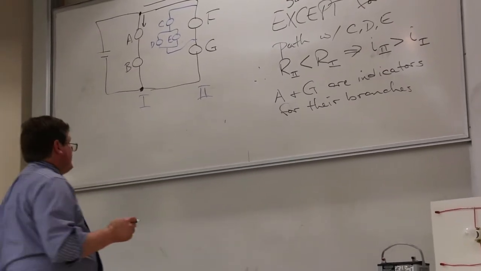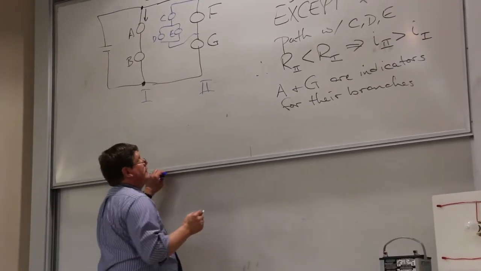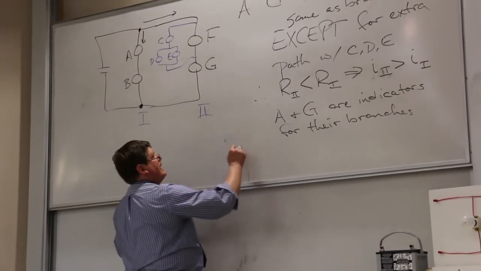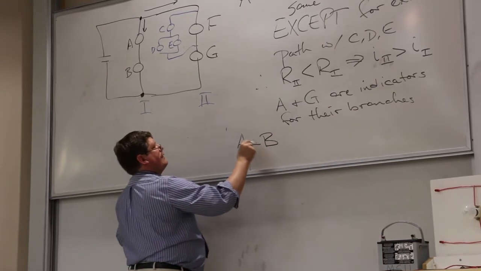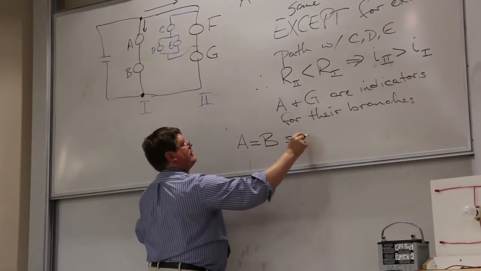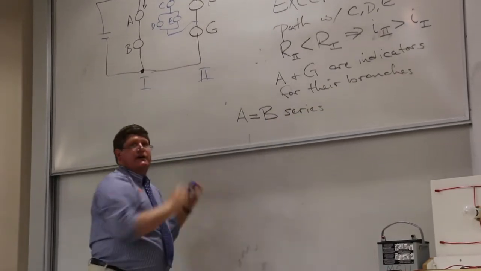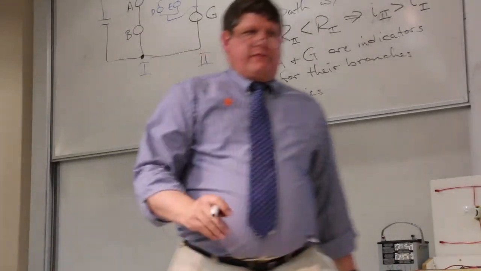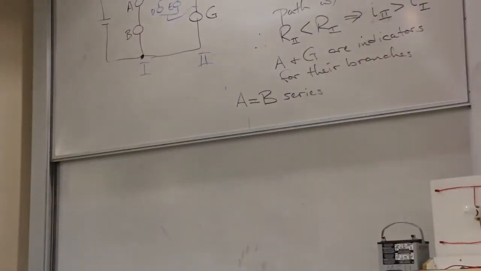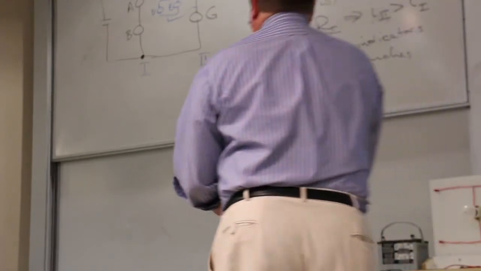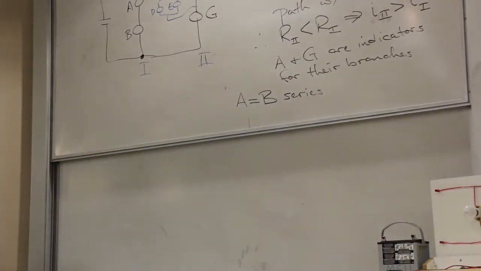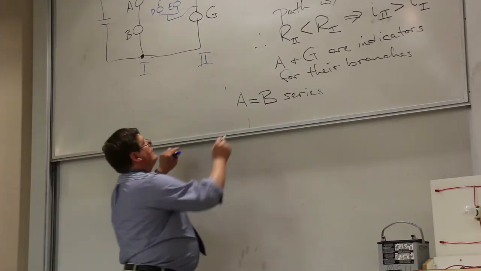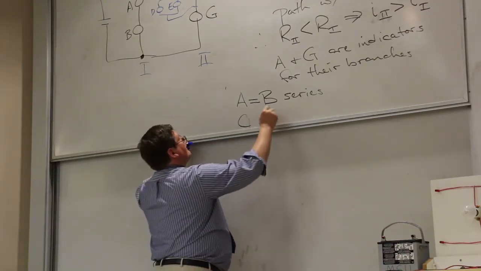Now, the next one that you were asked to compare are A and B. And they're equal, and all you have to say there is series. So you see, you've got to say more words for that other set. Okay, I forgot where we're going from there. C and F. Okay.